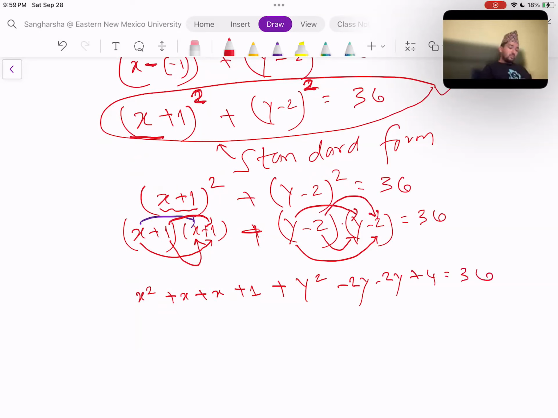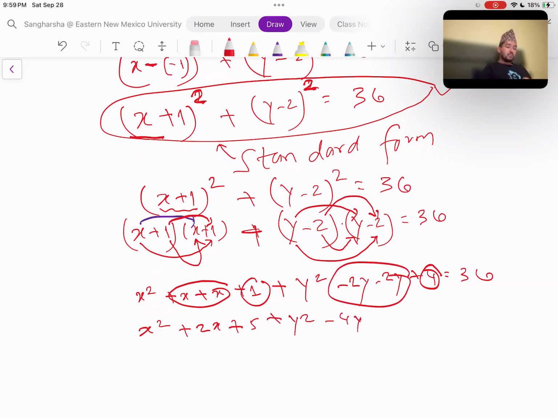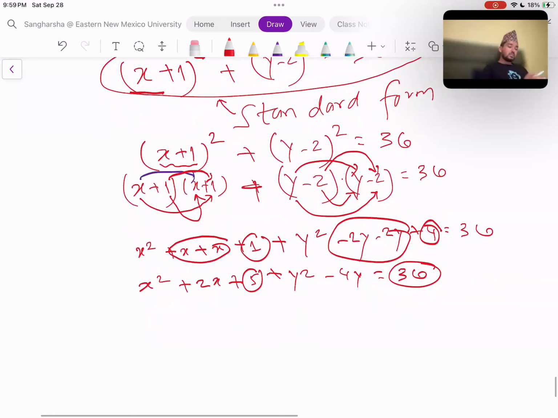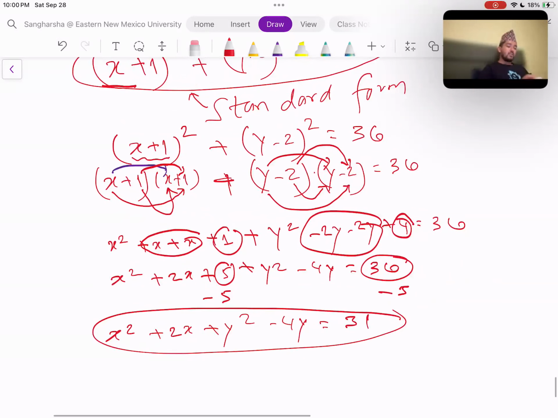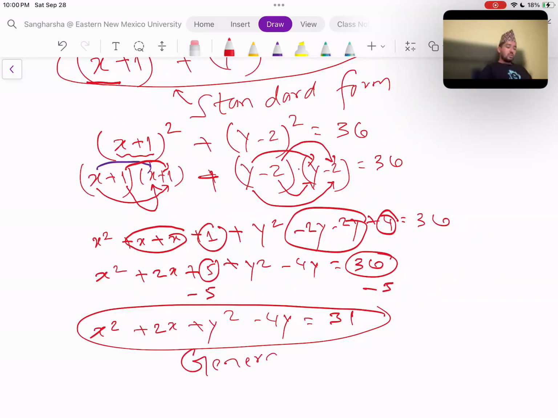Now we look for the like terms. These two are like terms: x squared plus 2x. 1 and 4 are like terms, so +5. Plus y squared, and these two are like terms, negative 4y, equals 36. Our 5 and 36 are like terms, so let's take 5 to the other side. It means let's subtract 5 on both sides. So we have x squared plus 2x plus y squared minus 4y equals 36 minus 5, which is 31. And this is the general form.